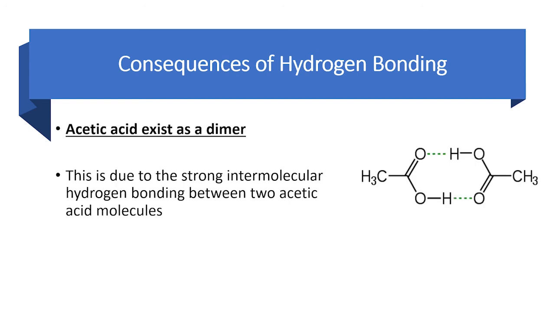Another consequence is that acetic acid exists as a dimer. This is also because of the strong intermolecular hydrogen bonding between two acetic acid molecules. When you take acetic acid in a concentrated sample, it always exists in the dimeric form. Two acetic acid molecules are associated through two hydrogen bonds between them. But if we dilute the concentrated acetic acid, the hydrogen bonds will be broken and it exists in the monomeric form. So these are the different consequences of hydrogen bonding.